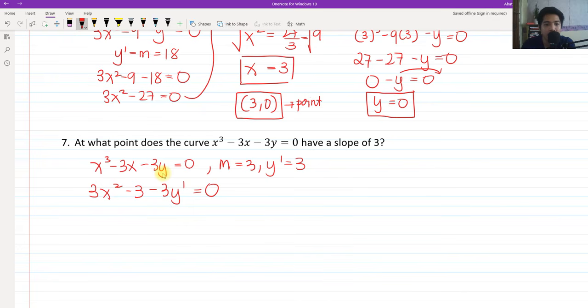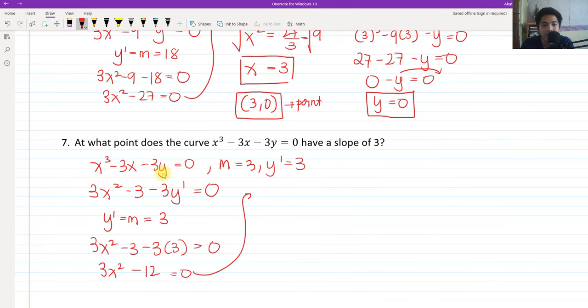Okay, so we now have to substitute the value of y prime, which is equal to the slope, which is 3. So now we have 3x squared minus 3 minus 3 times 3 equals 0. And then we're going to get the value of x. Negative 3 times 3 is negative 9. Negative 3 minus 9 is negative 12 equals 0.